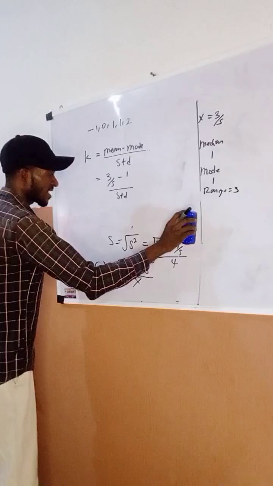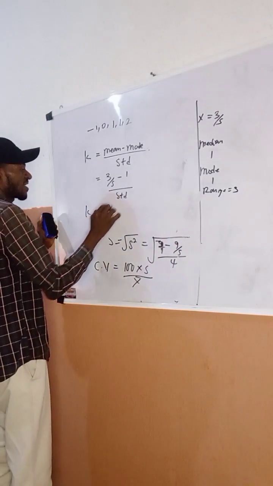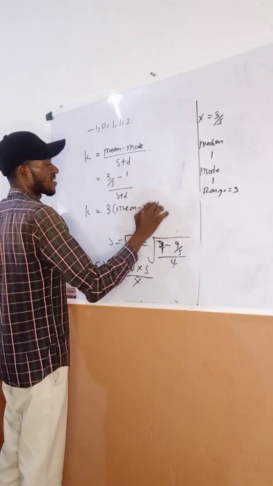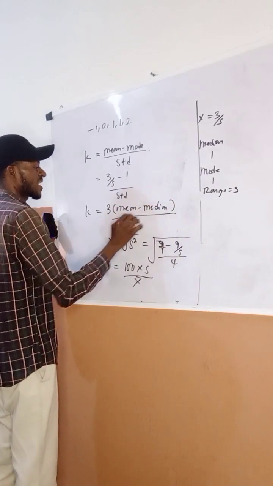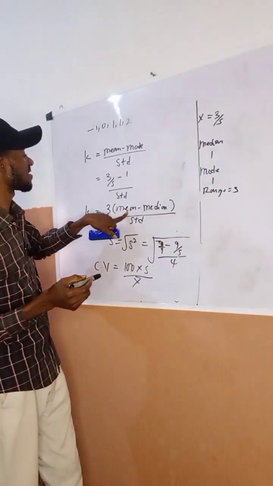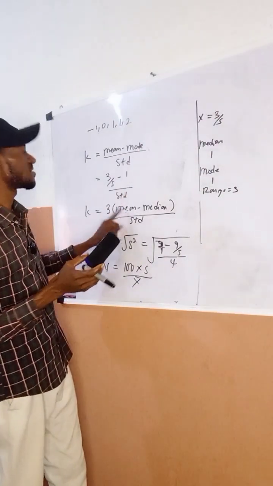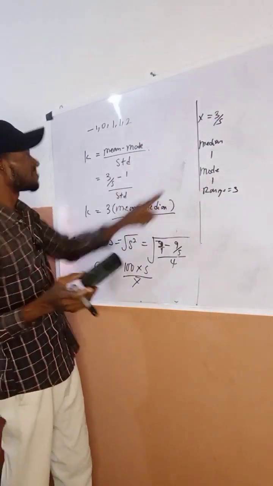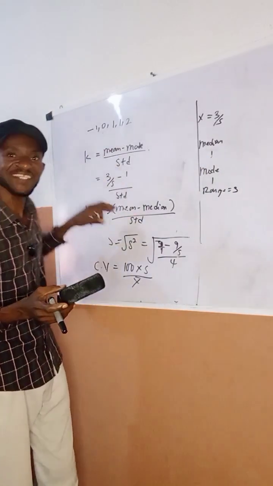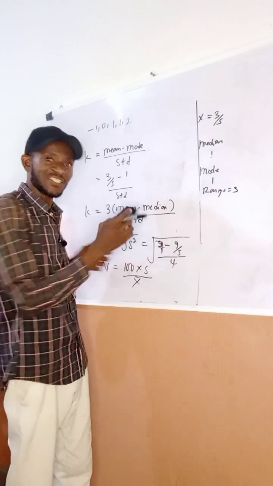Or you can equally say that you can calculate the quotient of skewness, k, as 3 into mean minus what? Median, all over STD. In that case, we are going to bring in the value of what? Mean here. And the value of our mean is this quantity. You minus the median. Median still remains what? 1. You divide it by this. The same value you have here is the same value you have here. So it is still skewed to the left.